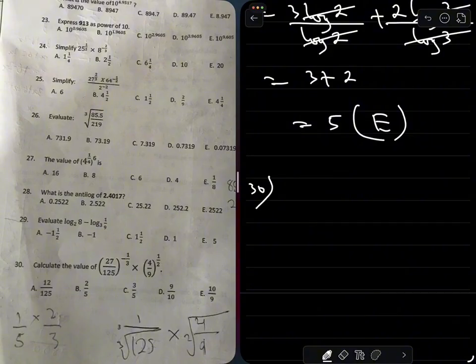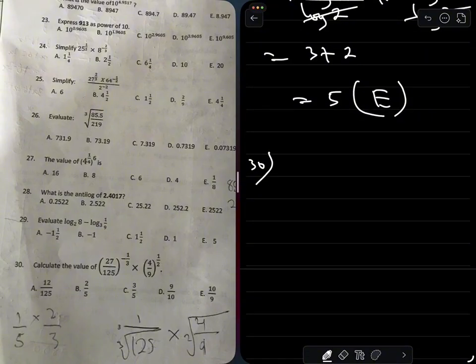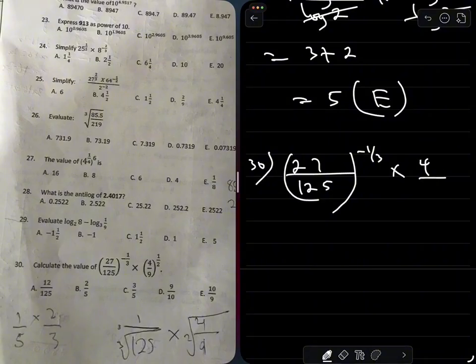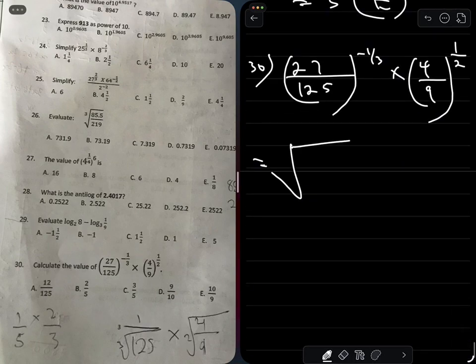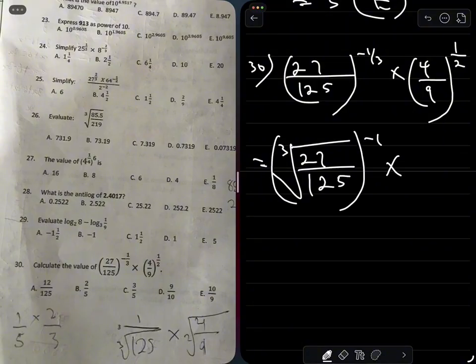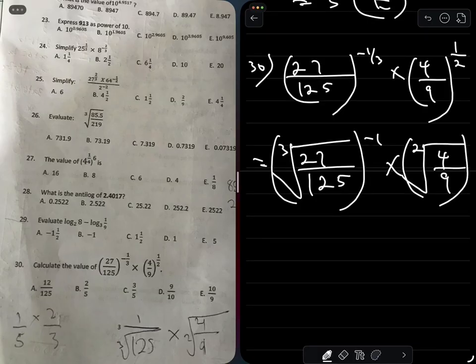And number 30. Read the question. Calculate 27 over 125 raised to the power minus 1 over 3 times 4 over 9 raised to the power 1 over 2. And that's equal to the cube root of 27 over 125 raised to the power minus 1 times the square root of 4 over 9. If you don't put the 2, it's still the same thing. Raised to the power 1.